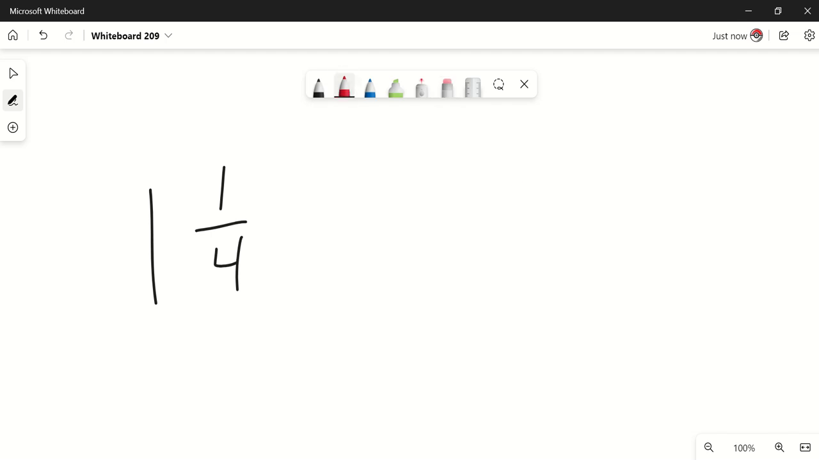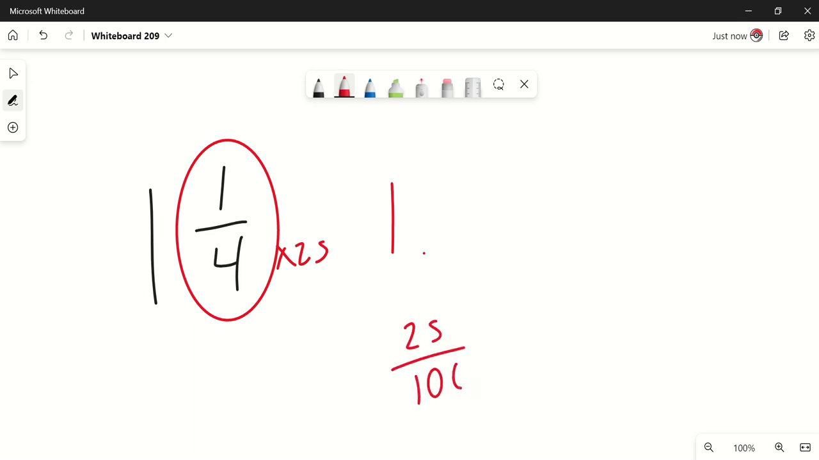Or, here's a way you could do this. You could have started with the 1 and done a period. 1/4. Now, you could have done the same thing and turned the 1/4 into 25 over 100, which would have given you 25 hundredths, 1.25.